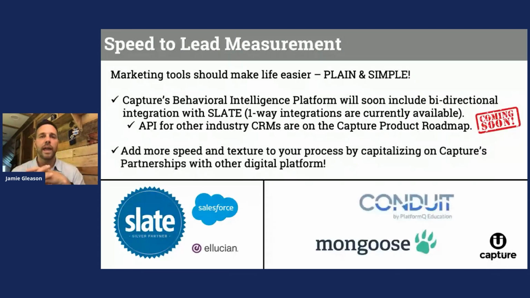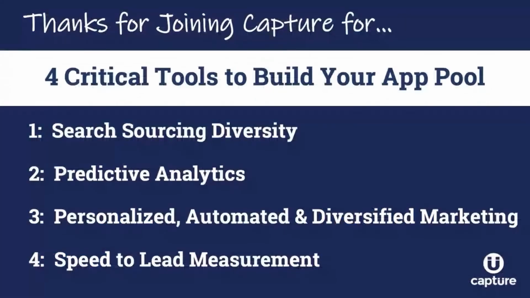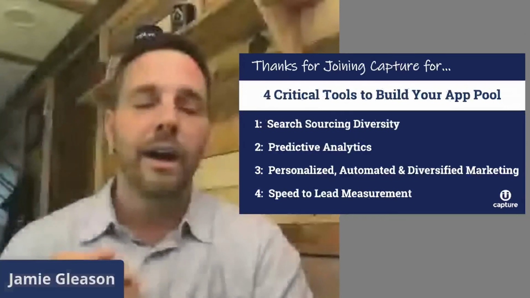Another way that you can add more speed and texture to your process is to capitalize on some of the other partnerships that we have with third-party vendors. So I already mentioned Mongoose. If you need a virtual platform for events, Conduit and Platform Q has an incredible tool that we're partners with, and all of these tools can help shorten the distance and increase the diversity, ultimately augmenting the application pool that you currently need.